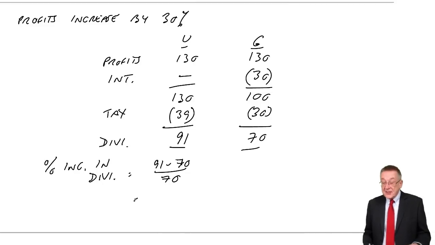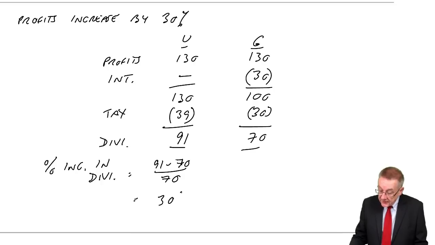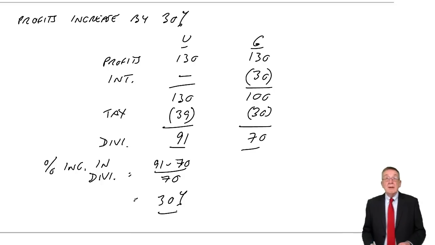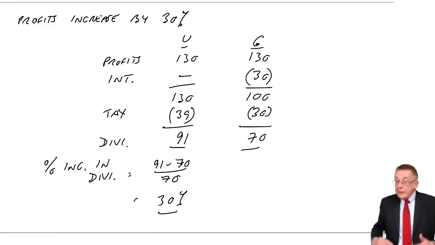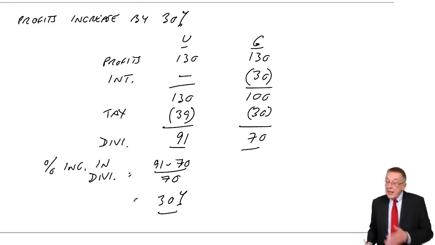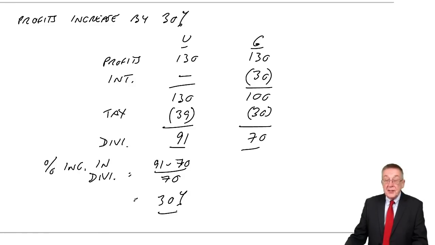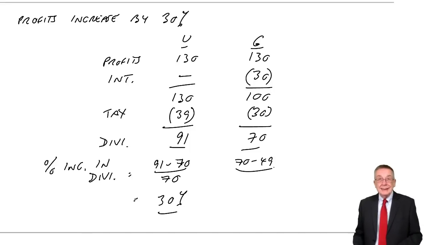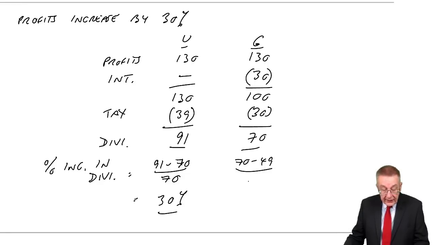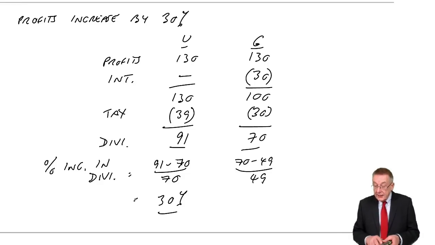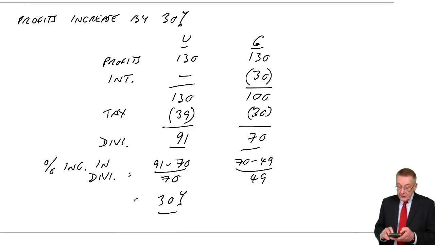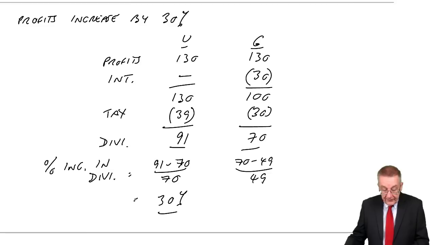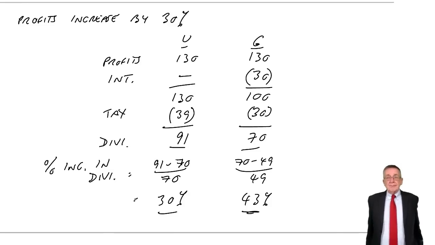From a current 70, so in percentage terms, gone up 21 on 70, which is 30%. No gearing, so its profits go up and down. Dividends go up and down by the same percent. But in the case of G, it was 49, the dividend. It's gone up to 70, so again it's gone up by 21. But currently they were getting 49, so in percentage terms, it's gone up by 21 on 49. 43%. So that's what I mean when it works both ways.